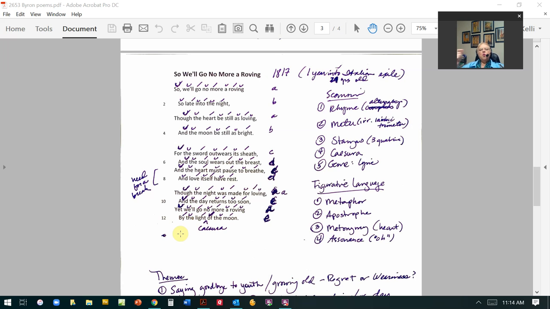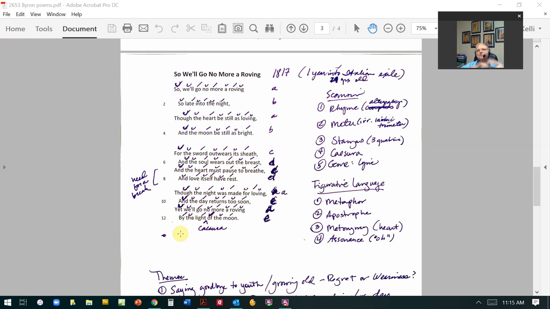So we'll go no more a roving so late into the night, though the heart be still as loving and the moon be still as bright. For the sword outwears its sheath and the soul wears out the breast, and the heart must pause to breathe and love itself have rest. Though the night was made for loving and the day returns too soon, yet we'll go no more a-roving by the light of the moon.